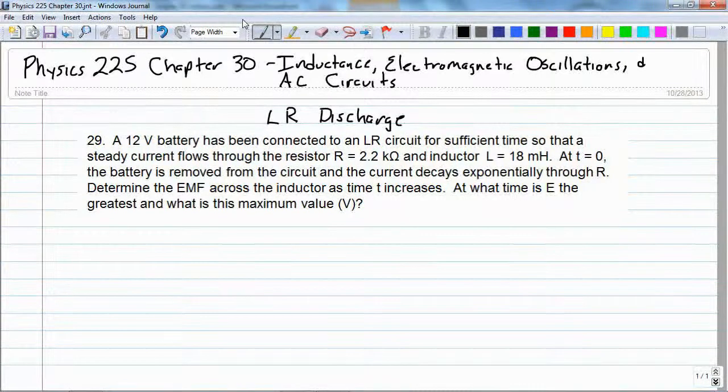Determine the EMF across the inductor at time t, or as time t increases, and at what time is E the greatest, and what is the maximum value in volts.